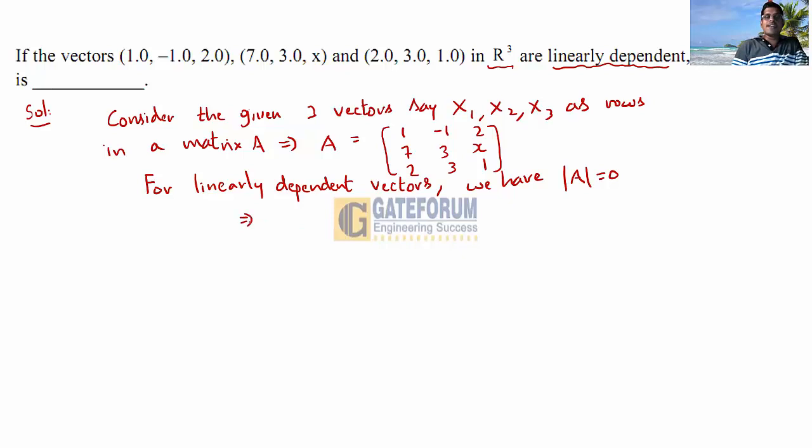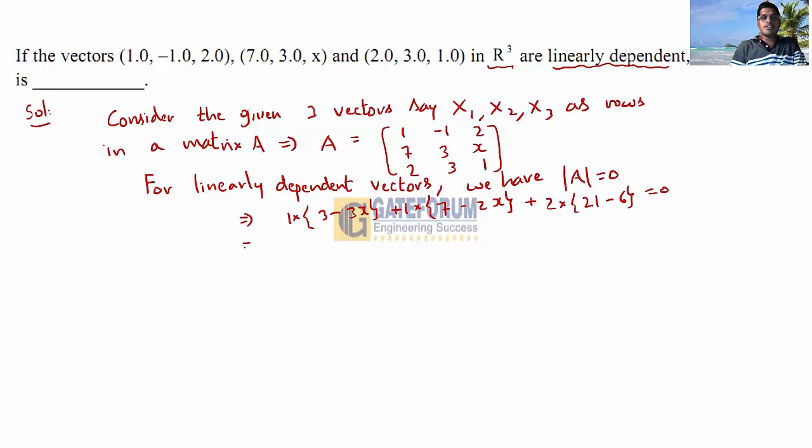So this means expanding the determinant by definition with the first row: 1 into, deleting first column and first row, 1 minus 3 into x, that is 3 minus 3x, minus of minus 1 plus 1 into, deleting second column and first row, 7 into 1 minus 2 into x, that is 7 minus 2x, plus 2 into, deleting third column and first row, 7 into 3 minus 3 into 2, that is 21 minus 6, equal to 0.